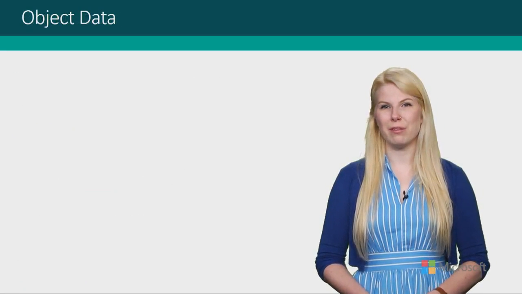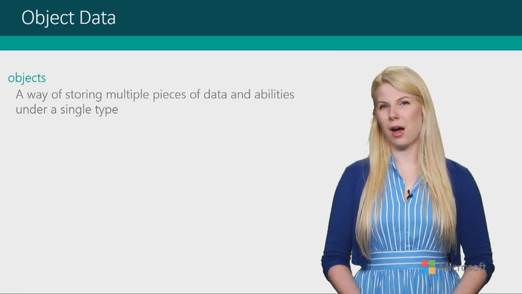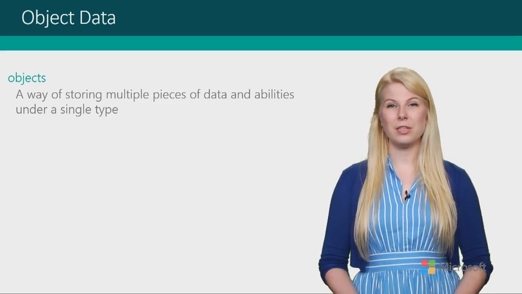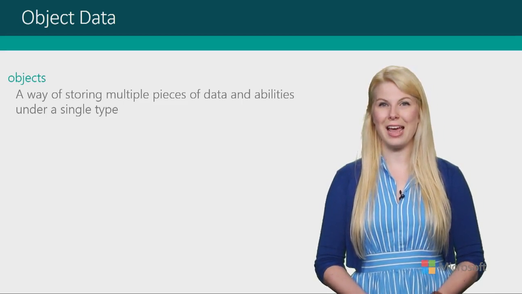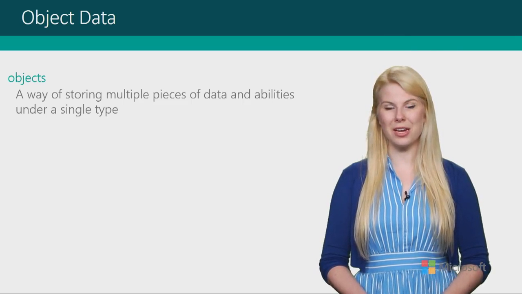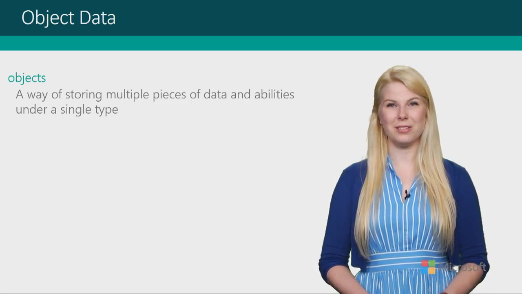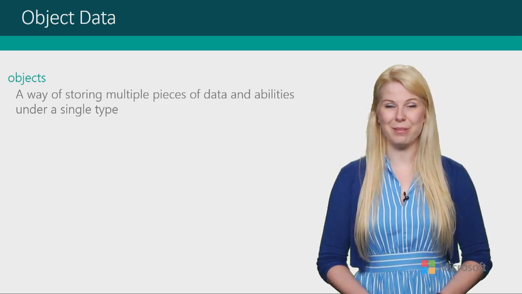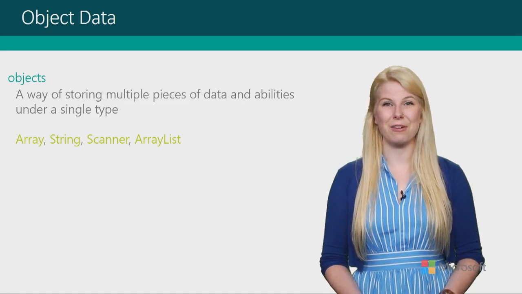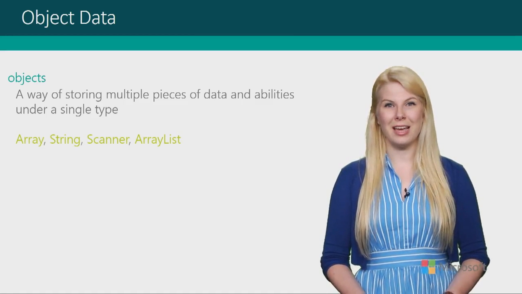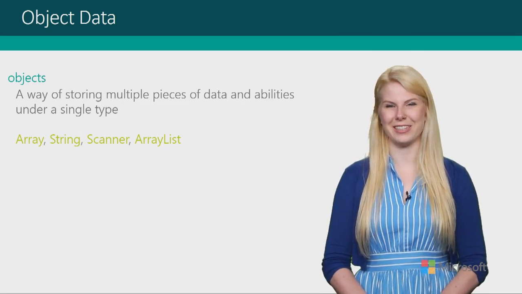So if that's a primitive, then what's an object? An object is a much more complicated type of data because really it's a way of storing multiple pieces of related information and the different things you can do with that information under a single data type. But don't be intimidated, you've probably already been using objects. Things like strings, arrays, scanner, and array list are all considered objects. And you can notice they all start with a capital letter in Java, just to be extra clear.